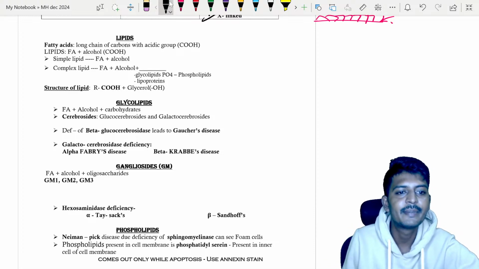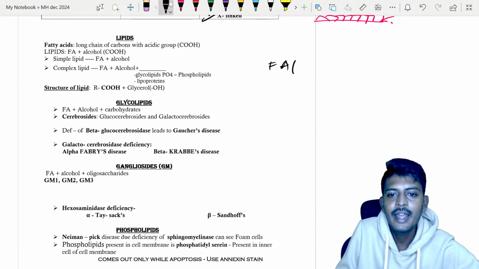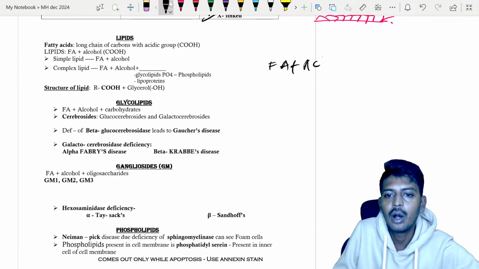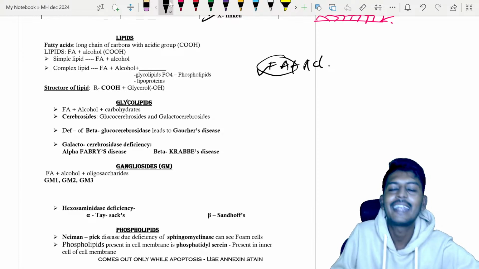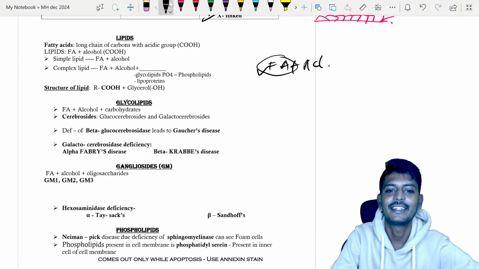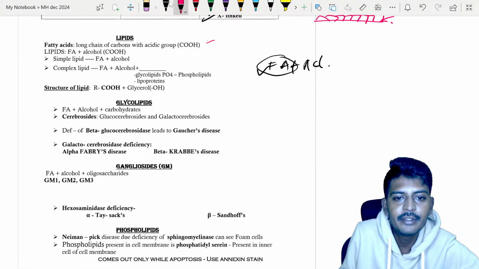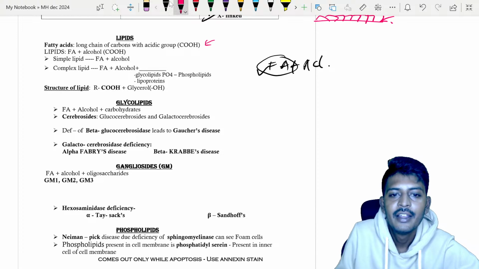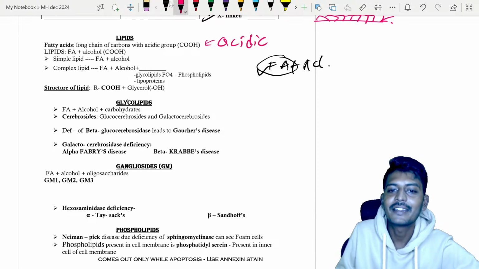So lipid is made out of what? Lipid is made out of two things. One is your fatty acid, and one more is your alcohol. Now we need to know, what is a fatty acid? The word itself is clear, fatty acid. It consists of an acidic group. Acidic group in organic chemistry is which one? Yes, COOH. COOH makes it an acidic group.